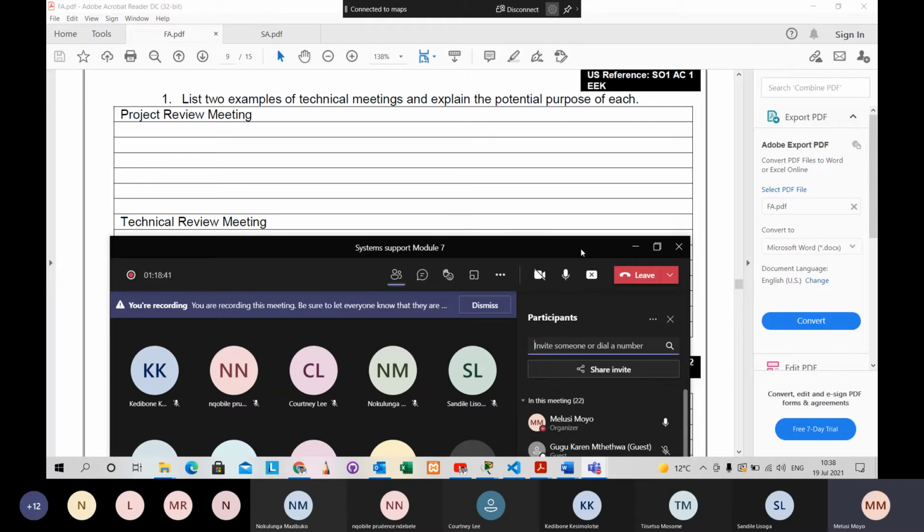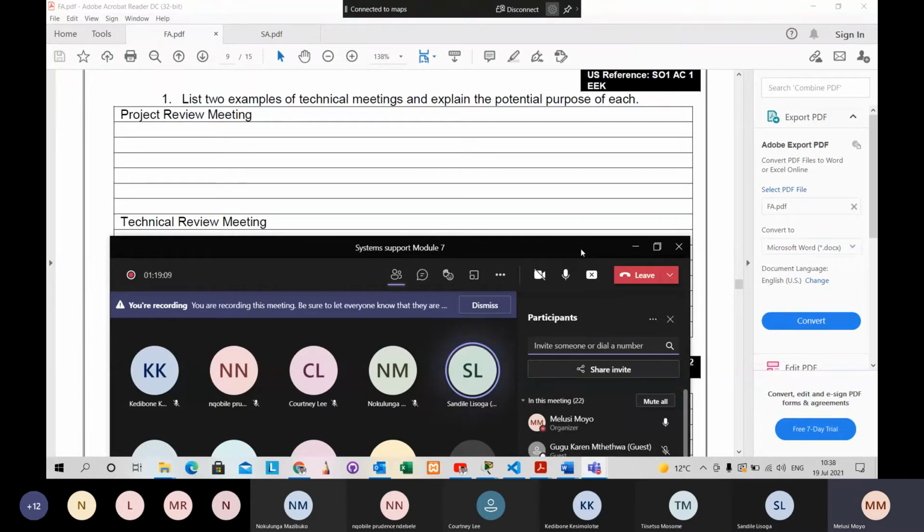In a project review meeting, we have people coming from the finance department and maybe different departments, so you might have different people in that meeting. But in a technical review, most of the time we only have the technical people. I think that would be the slight difference between the two. Does it make sense, Sandy?